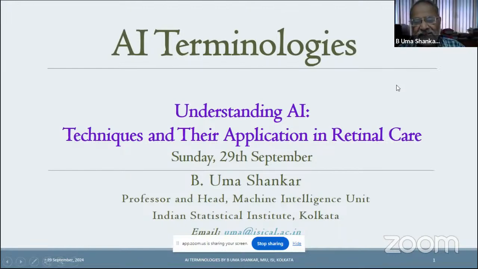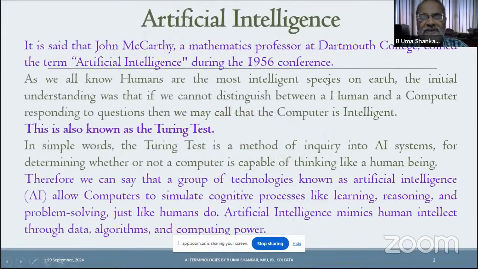Good morning, everybody. I'm Uma Shankar from Indian Statistical Institute. I will be talking about AI terminologies. So let me start from the very beginning. It is said that John McCarthy, a mathematics professor at Dartmouth College, coined the term artificial intelligence during the 1956 conference.